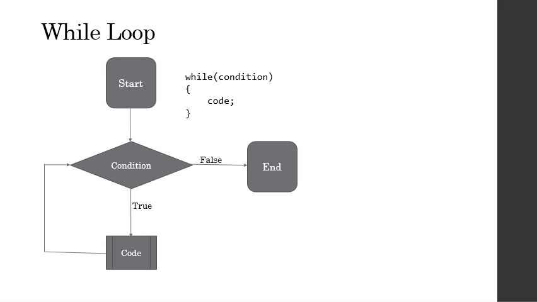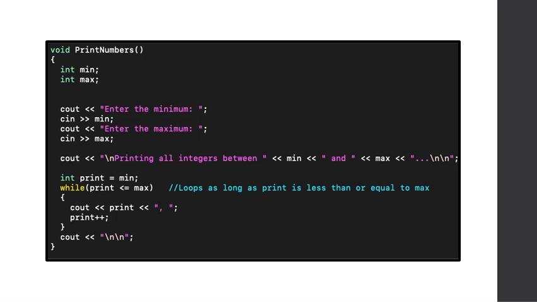Once the code inside the while loop is run, the condition is checked again. If true, the code runs again. Otherwise, the program jumps to that first line after the loop. Let's look at an example of a while loop. In this function, the user enters a minimum and a maximum number. Then a while loop is used to print every number between the minimum and maximum.